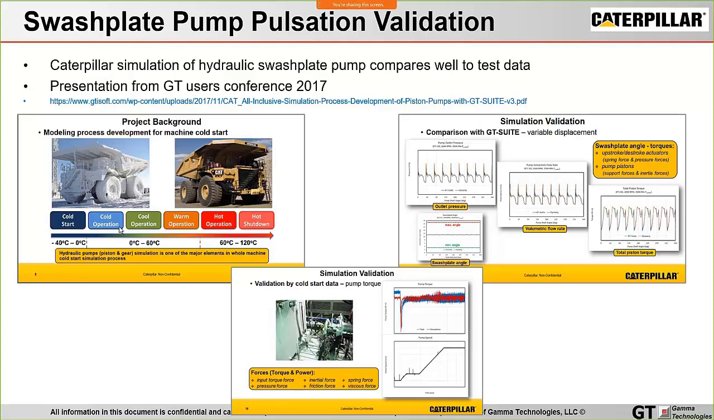In this case, it was a dynamic Swashplate piston pump, where the Swashplate angle can be predicted, and you can see the agreement to test is quite good here, with also looking at transient cold startup, where the speed here is changing over time, and you can see the torque, the drive torque requirement comparison between test and simulation is quite good.